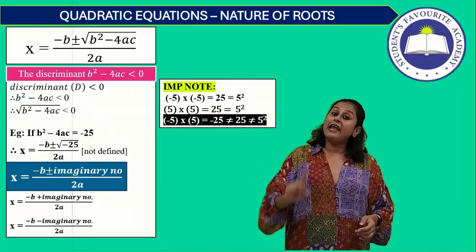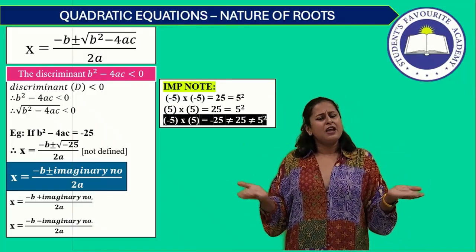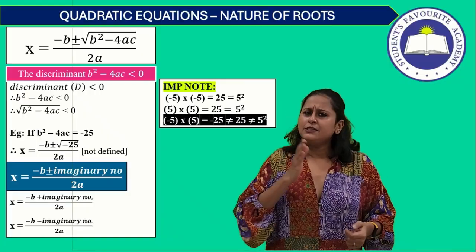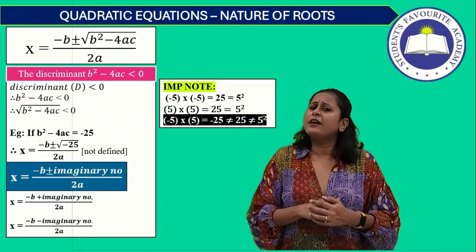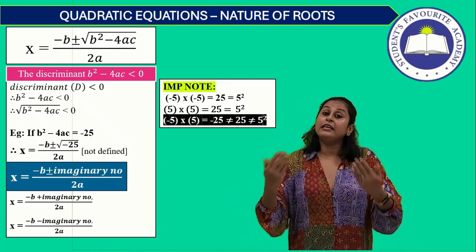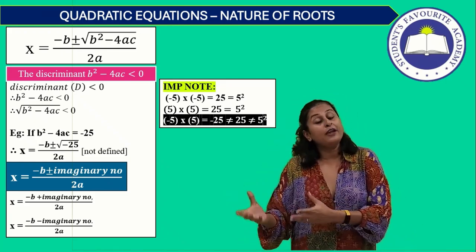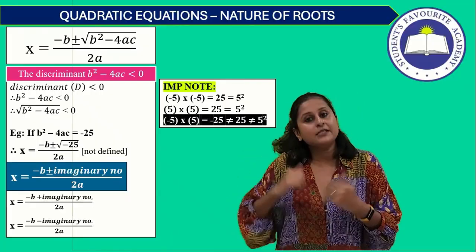However, if you have a negative number inside a square root, that is minus 25. How do we get minus 25? Is 5 into 5 minus 25? No. Is minus 5 into minus 5 minus 25? No. So we get minus 25 if you multiply a positive and a negative number, that is minus 5 into plus 5.